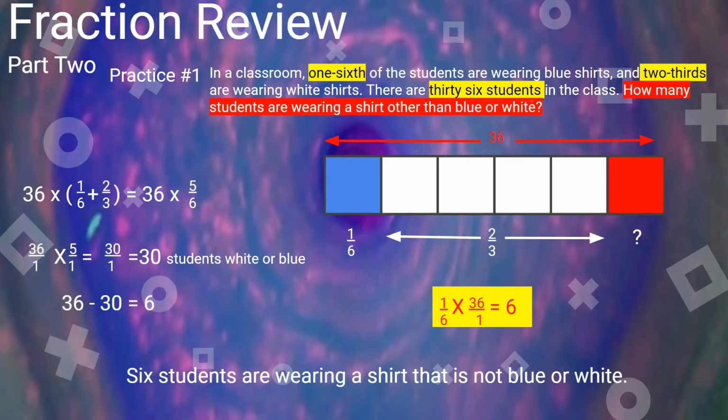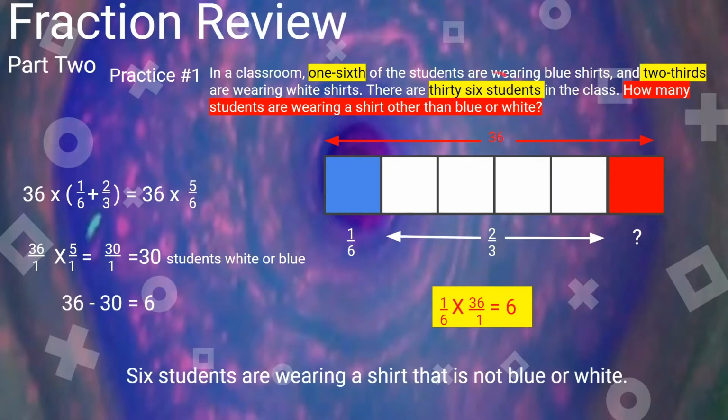Let's break that down. I'm going to start with 36 students and make a tape diagram. The first thing I did was draw our tape diagram, and I knew my whole was 36 students. That was really easy. How do we know how many sections we want? One of our fractions was 1/6, and the other was 2/3. So we know our smallest unit is going to be 6, and 2/3 can be converted to the equivalent fraction 4/6.